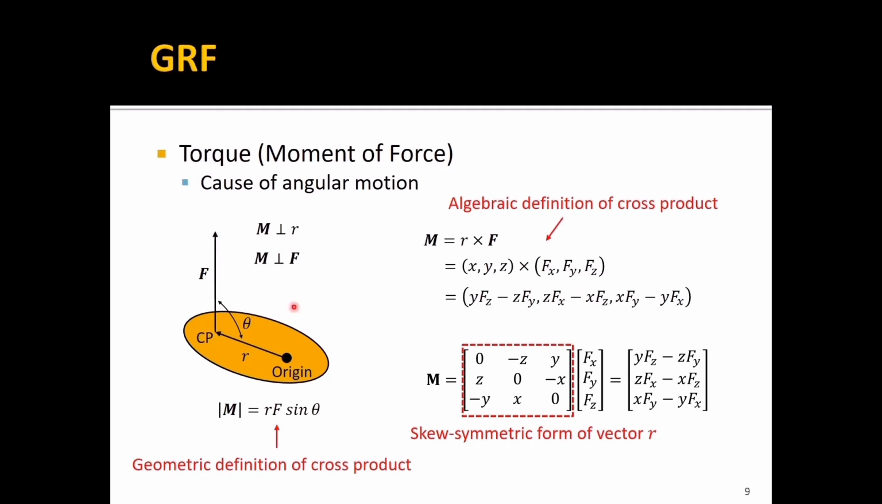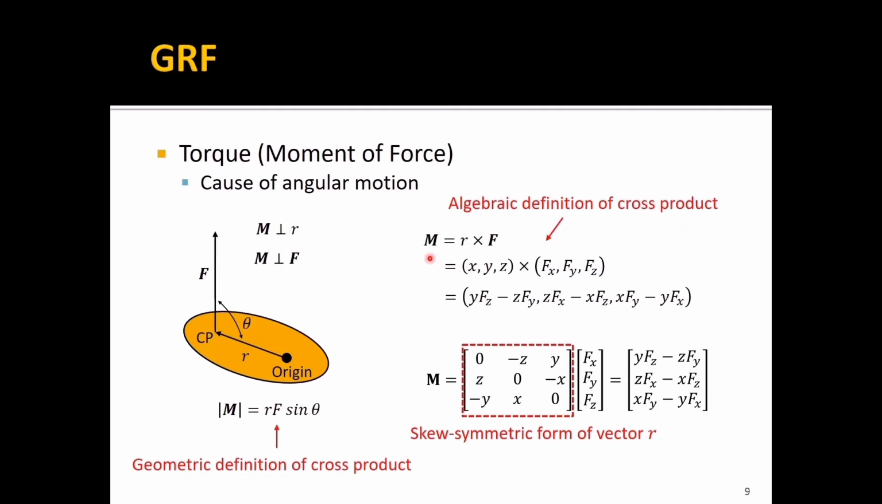And the magnitude of the torque produced by this ground reaction force can be calculated using this geometric definition of cross product. So R F sine theta. And this torque can also be expressed using the algebraic definition of cross product.